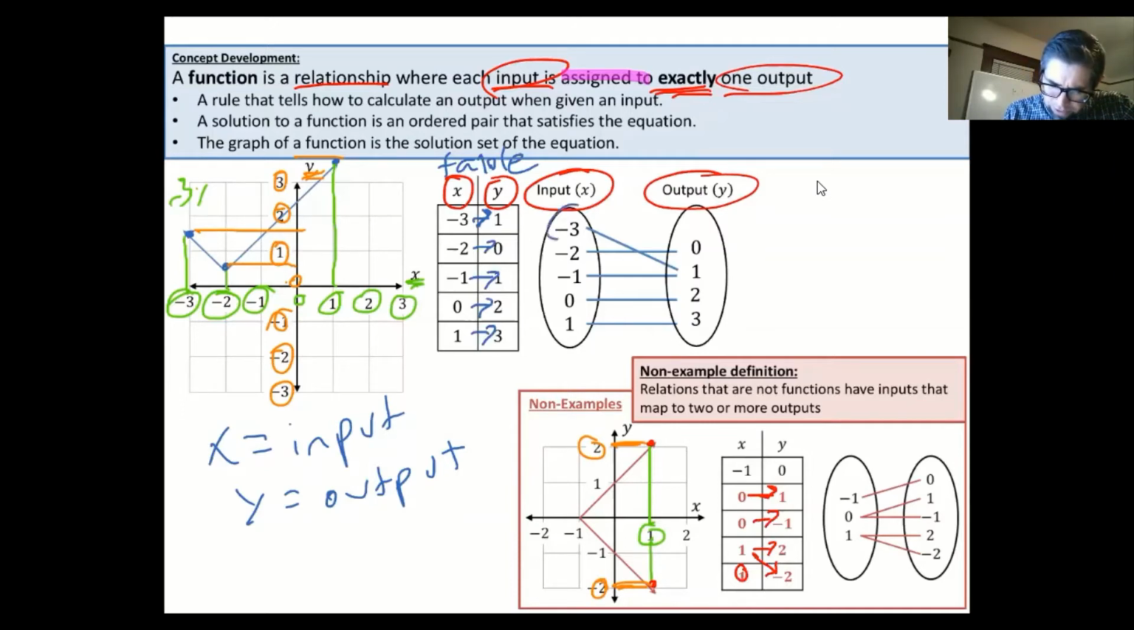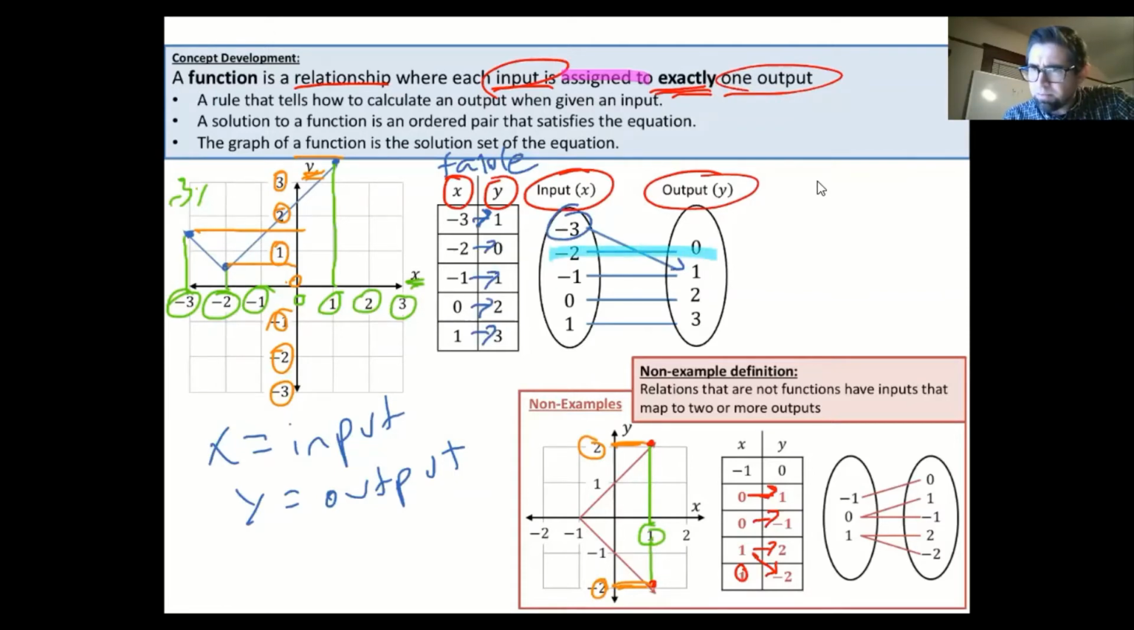Here I have the input -3, and I can see that it actually has an arrow going to the output 1. Okay, so one input, -3, to one output, 1. -2 is assigned to 0. All right, well, that's good. Let me go ahead and just highlight that that's good. -1 is going to 1.